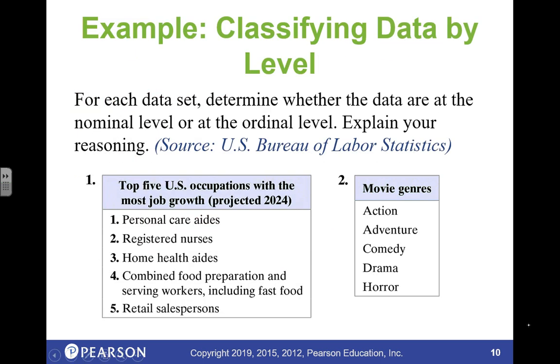An example of this would be a level of satisfaction. If you give a survey and you ask, what is your satisfaction level? Are you very satisfied?